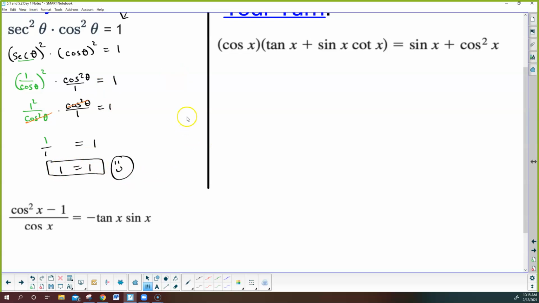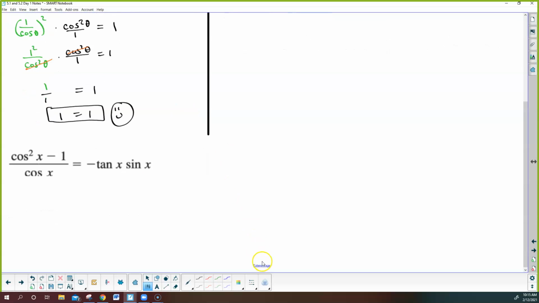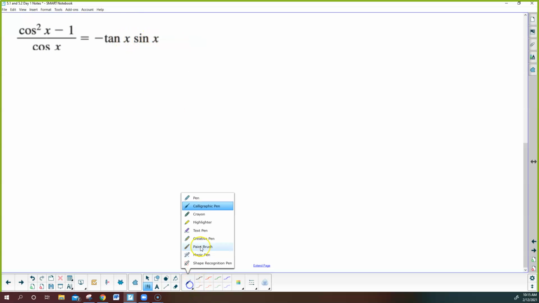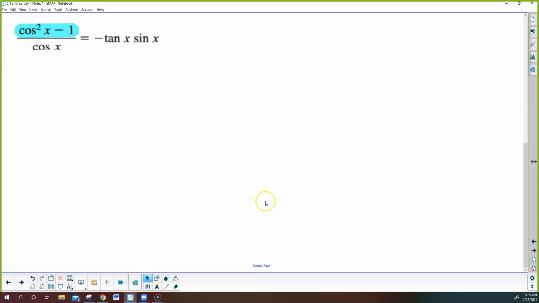All right? Now, let me show you this one before you guys move on. My goal now is to prove that cosine squared minus 1 over cosine is equal to negative tangent of sine. So I want to make the left side look like the right side. And my hint is always deal with the left side. Okay? That's usually the way these problems are set up. I very rarely have seen one where you deal with the right side. So always do the left side and make that look like the right side.